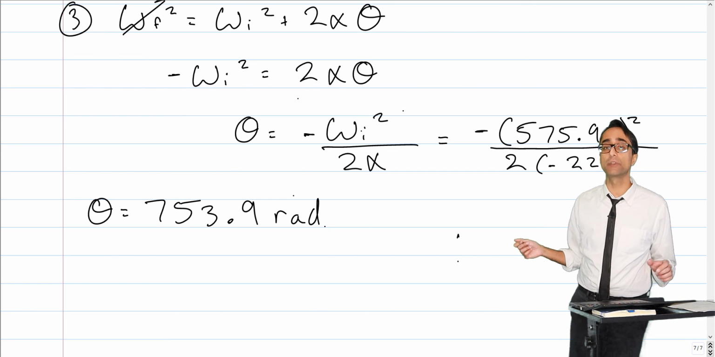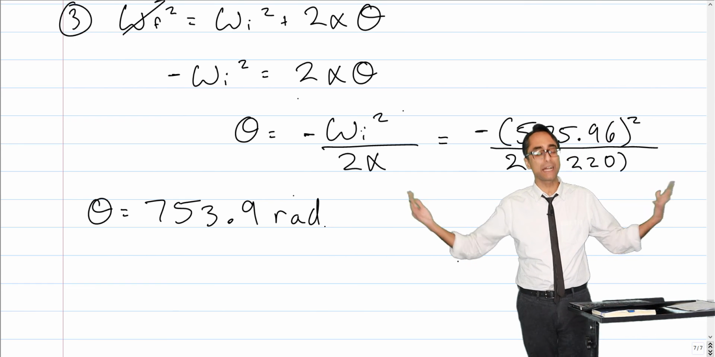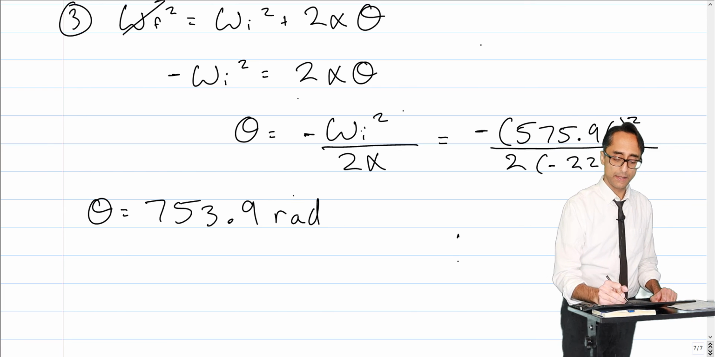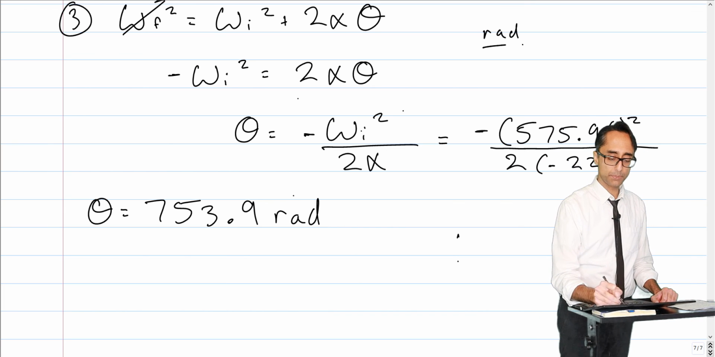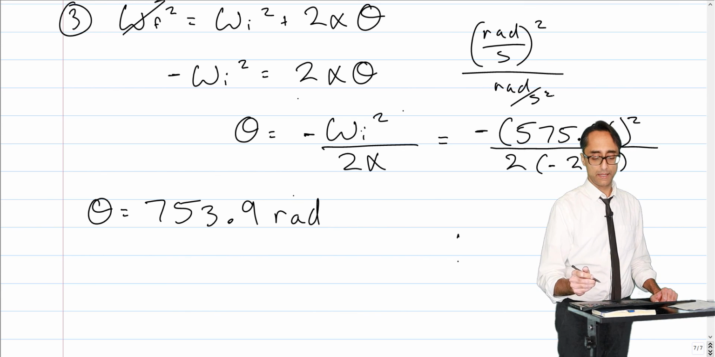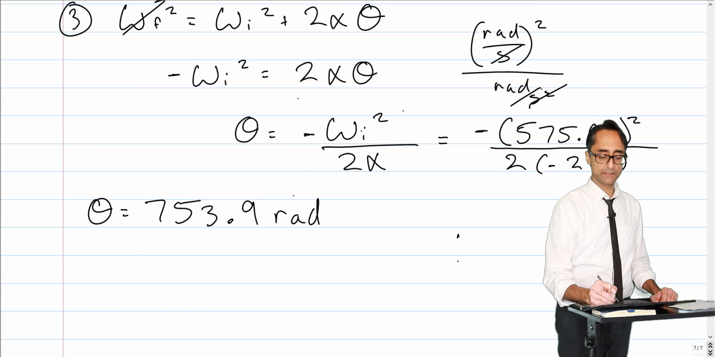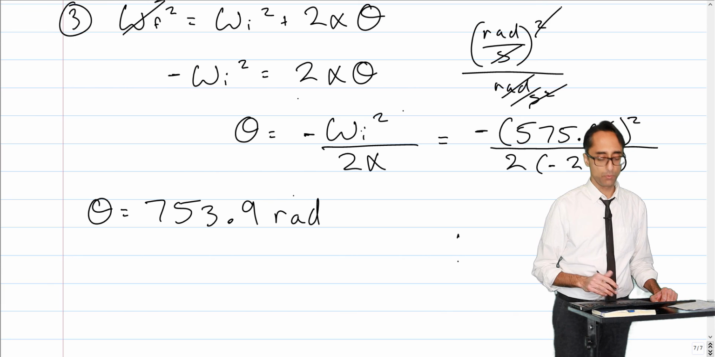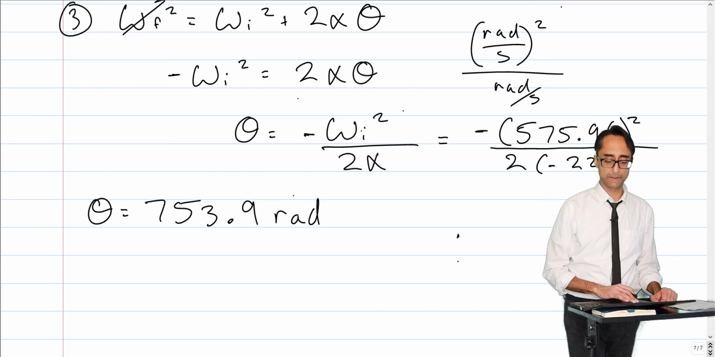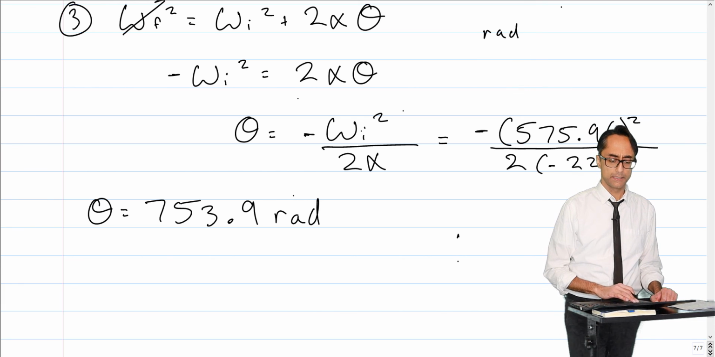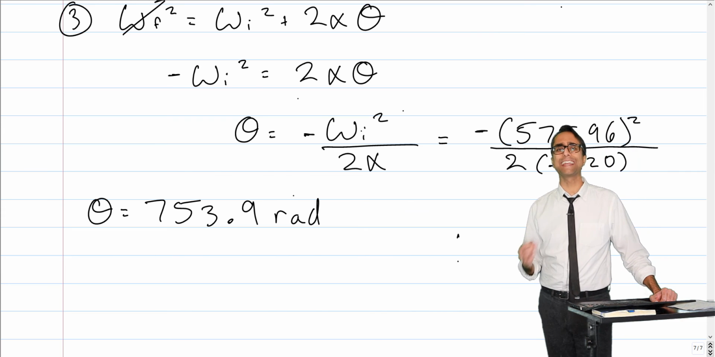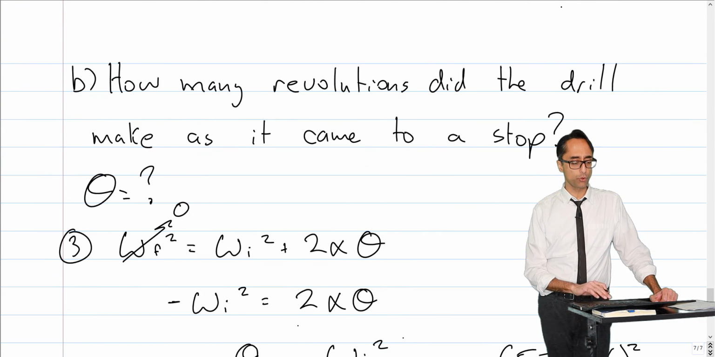And I'm certain it is radians, but I can do a quick check just because I'm new to this sort of thing. So I had rads per second squared, and I divided it by rads per second squared. Yeah, so the seconds will cancel out. One of these rads will cancel that, and we're left with just radians. Excellent.